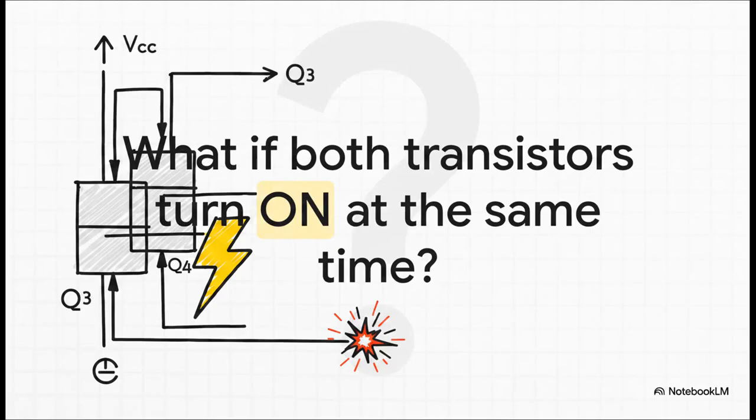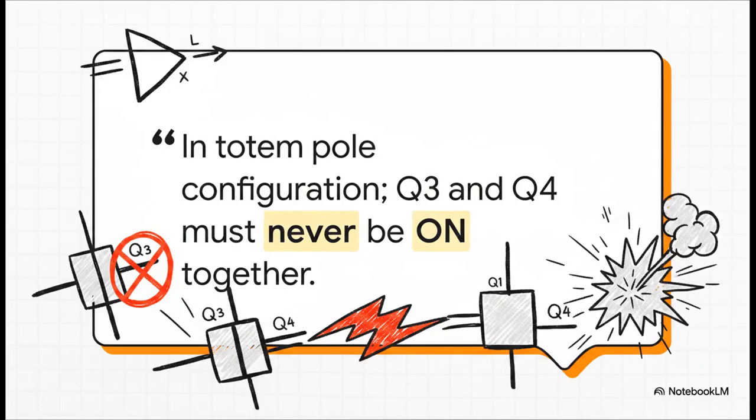So here's the million-dollar question. What happens if the inputs switch in just such a way that both Q3 and Q4 are turned on at the exact same time, even for just a split second? The answer is not good. You basically create a direct path from your power supply, VCC, straight down to ground. That's a dead short.